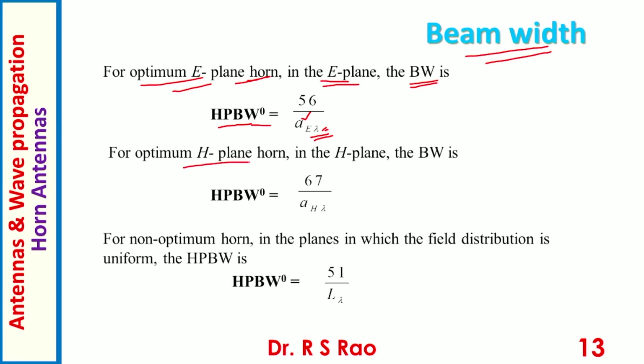For optimum H plane horn, in H plane the beam width is 67 by AH lambda, in degrees. It is a half power beam width. For non-optimum horn, in the planes in which field distribution is uniform, half power beam width is 51 by L lambda. L is aperture. Lambda indicates that aperture in wavelengths.